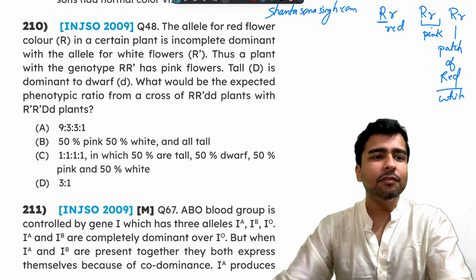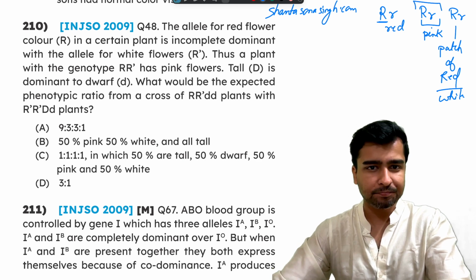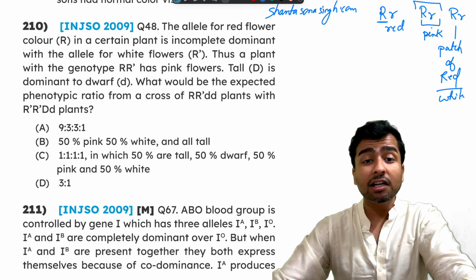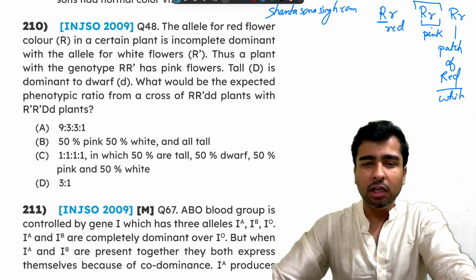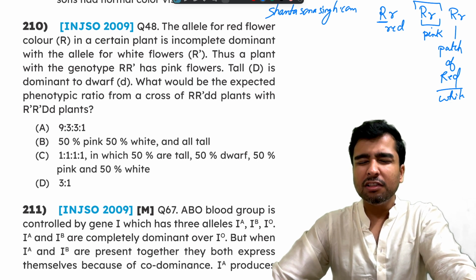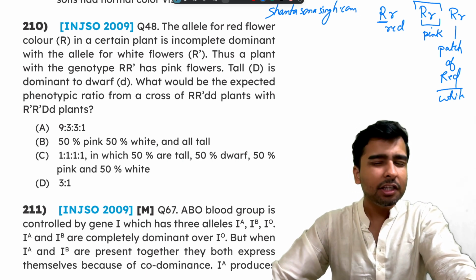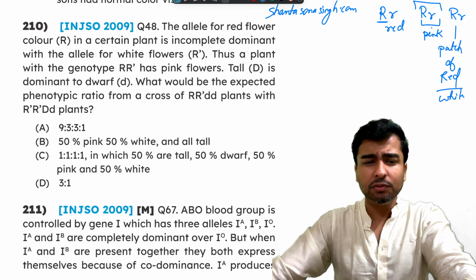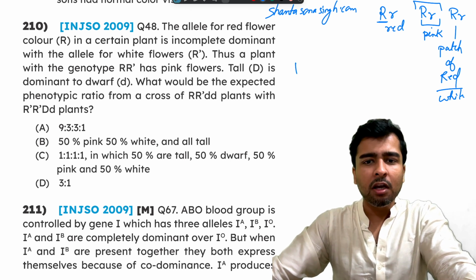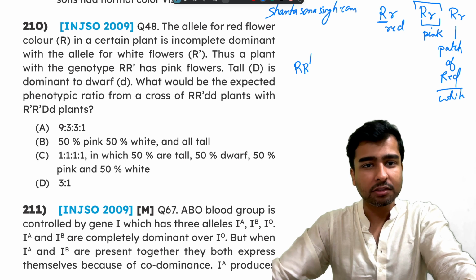Now, the allele for red flower in a certain plant is incomplete dominant. That means we are trying to talk about pink flower. A plant with a genotype RR dash. Now here they are representing small r with R dash. It is one of the common tricks that some questions pull on you. They will change the way that you are used to writing the genotype. If you are doing that, you might get confused. There is no need to get confused. Simply what they have done is change the notation. So a plant with genotype R R dash has pink flowers.